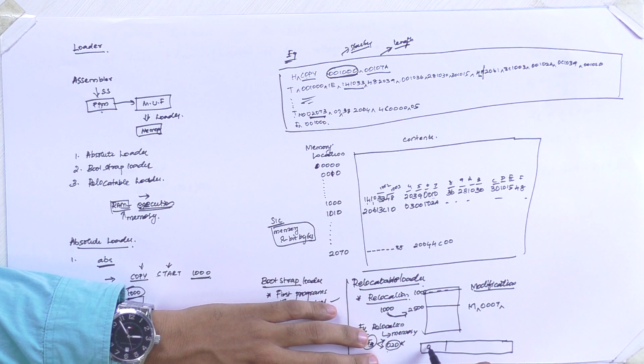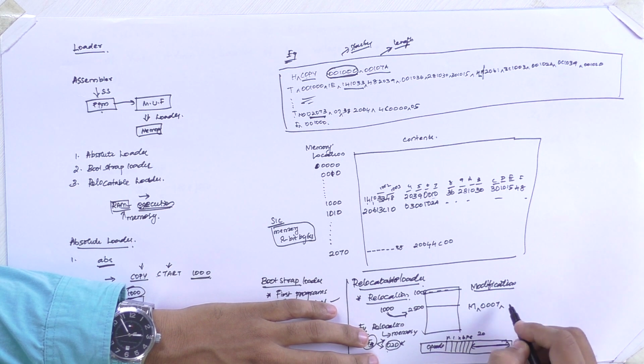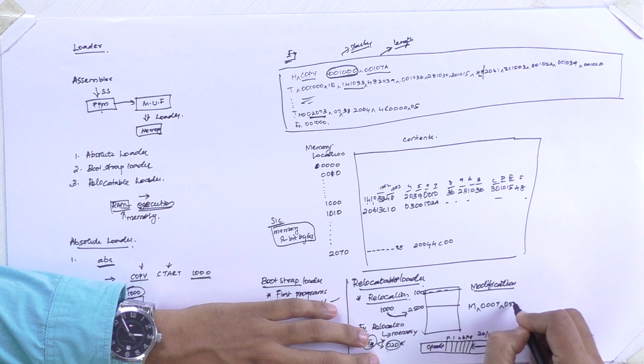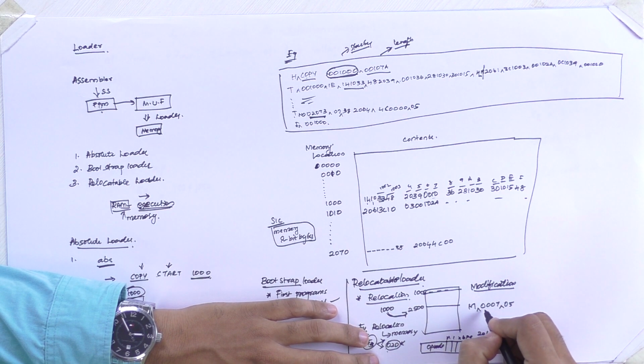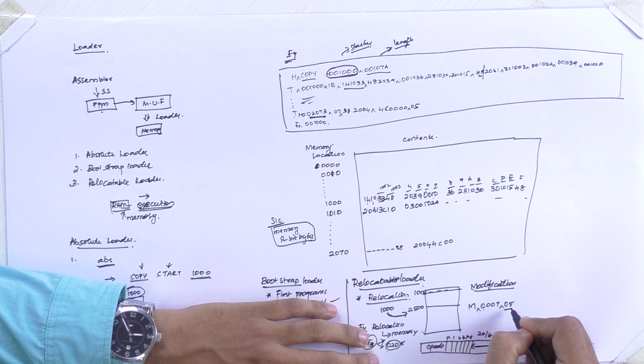A format 4 instruction will contain an opcode, and then NIXBPE, and then the address, which will be modified. So it is 20 bits. I have to represent this by means of half bytes, so 20 divided by 4, which gives 5. So I will represent it as 05. From the location 0007, I have to modify 5 half bytes.